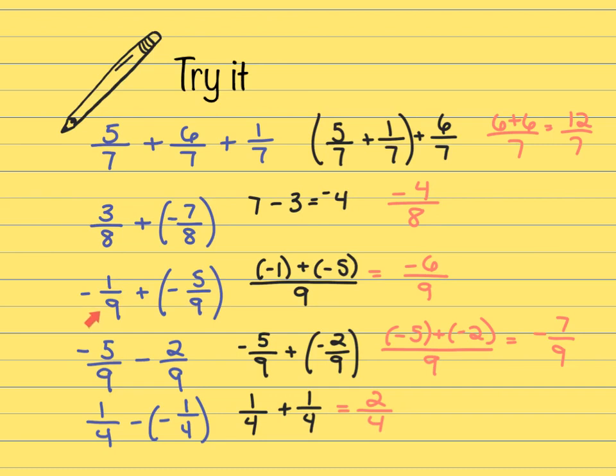In the next problem, we're adding 2 negatives, so it's negative 1 plus negative 5. That gives us a total of negative 6. Our answer is negative 6/9.